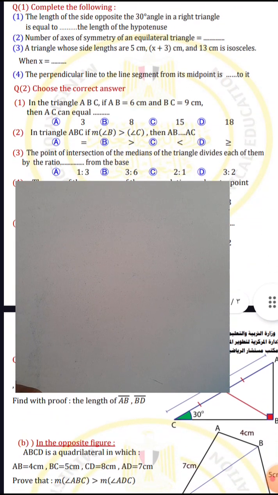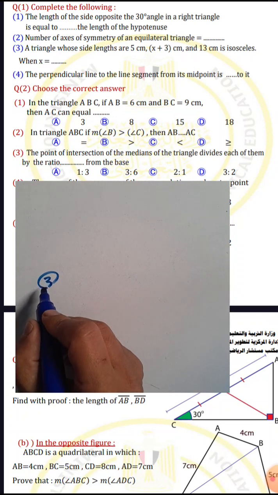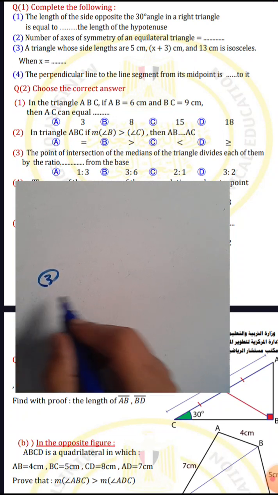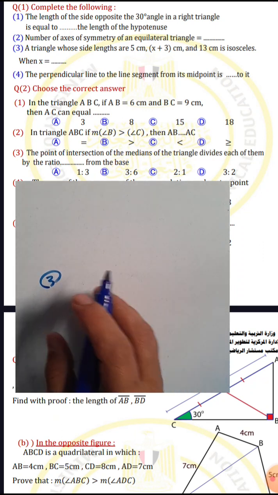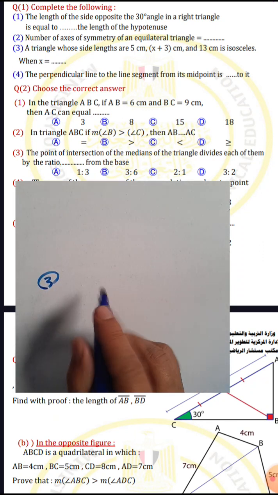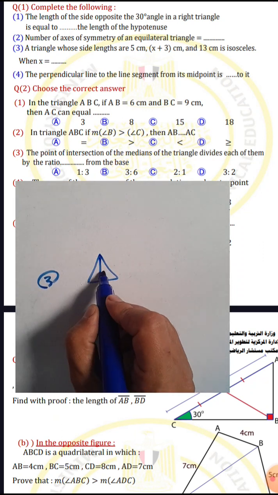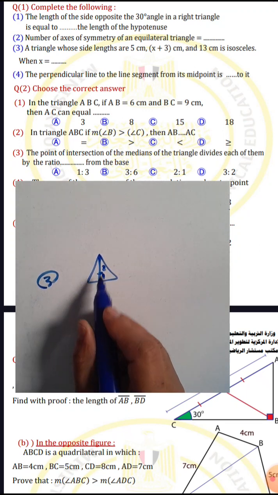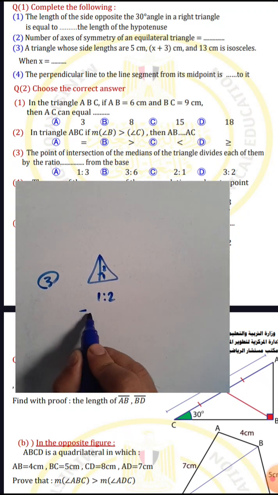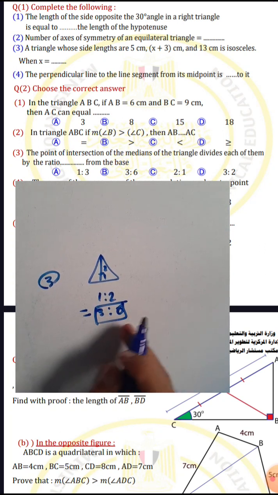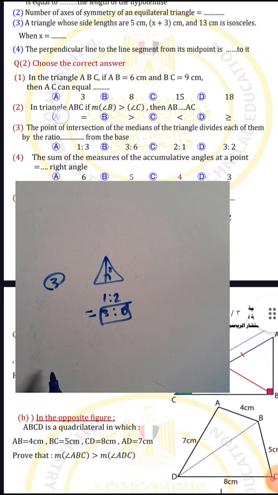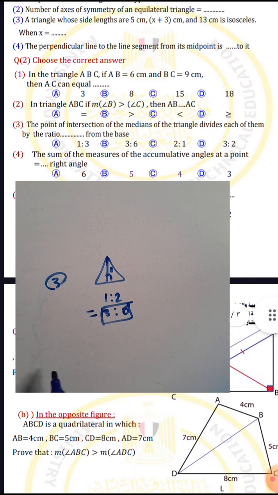Question number 3. The point of intersection of the medians of a triangle divides each of them in the ratio from the base 1 to 2. From the base, 1 part to 2 parts. We can convert 1 to 2 by multiplying by 3, it will be 3 to 6. You must choose 3 to 6. Choose letter B.